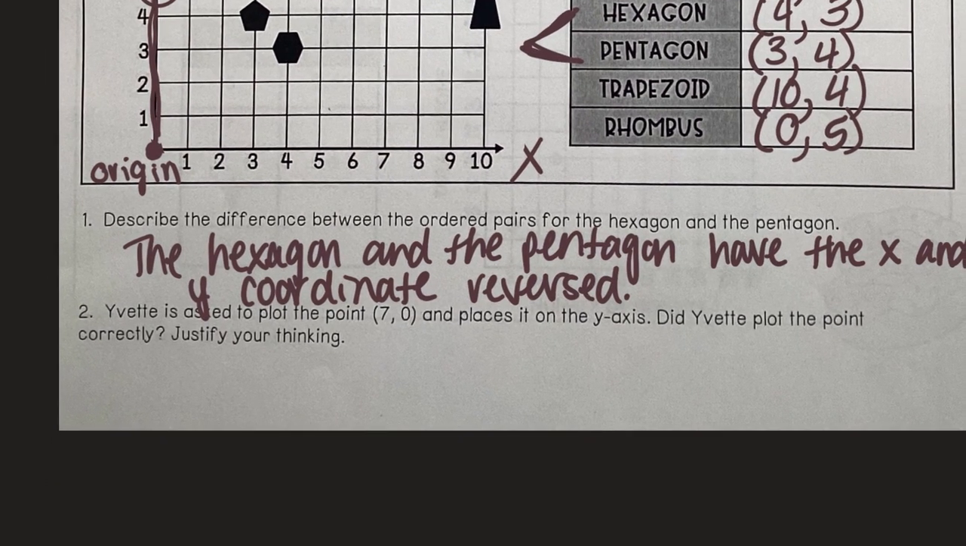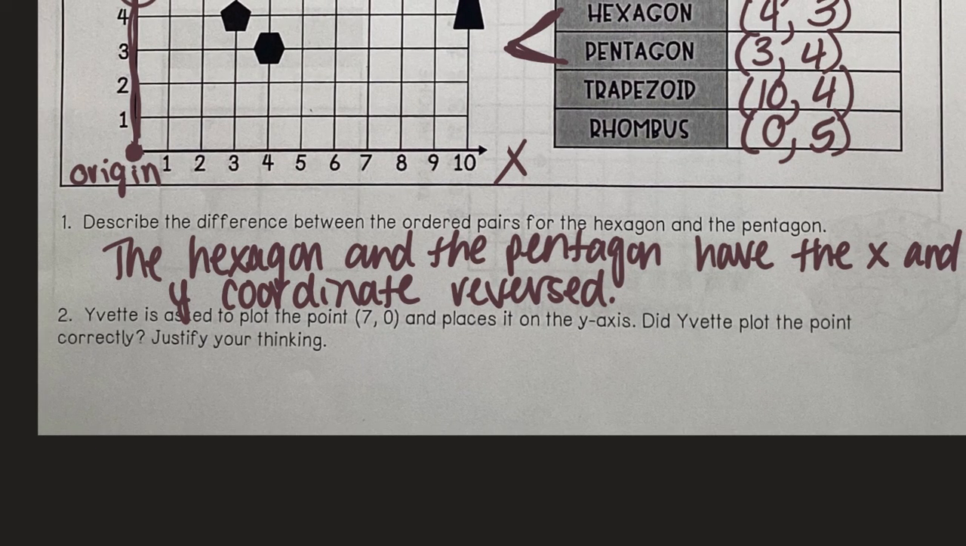Okay, and then for the second question, it says Yvette is asked to plot the point 7, 0 and places it on the y-axis. Did Yvette plot the point correctly? Justify your thinking. So I want you guys to go ahead and plot the point 7, 0. Remember, this is your x value and this is your y value. And I want you to tell me if Yvette plotted the point correctly. She's saying that it was placed on the y-axis. Okay, so justify your thinking and tell me if her point would, in fact, be on the y-axis or if she's incorrect.